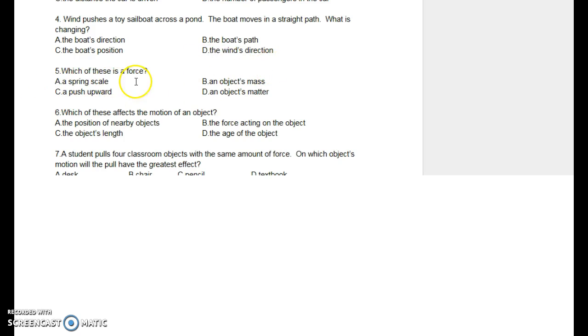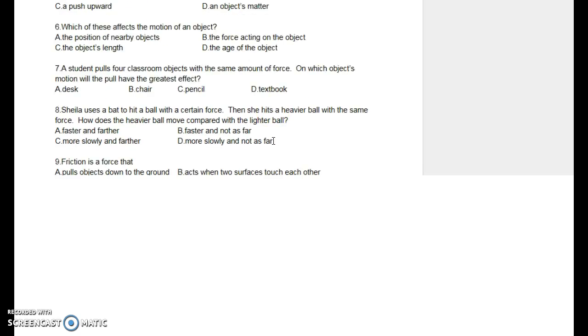Number 5. Which of these is a force? A spring scale, an object's mass, a push upward, an object's matter. Number 6. Which of these affects the motion of an object? The position of nearby objects, the force acting on the object, the object's length, the age of the object.